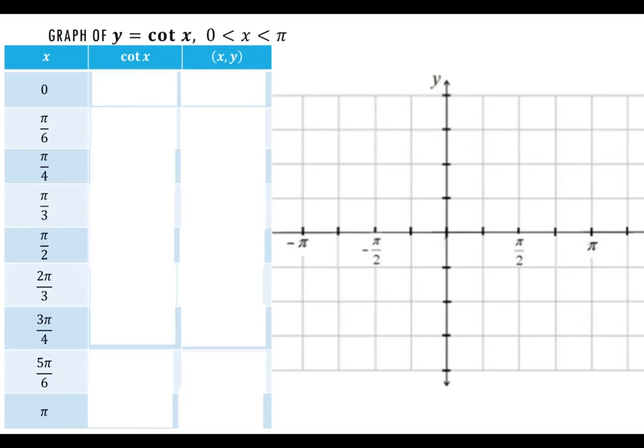Now let's graph our cotangent function. And so we're going to graph one section between 0 and pi. Real quick to give us some reference.